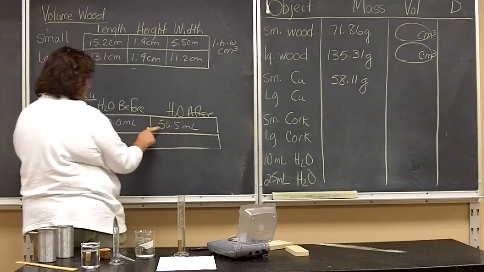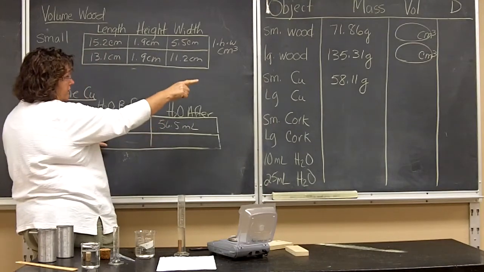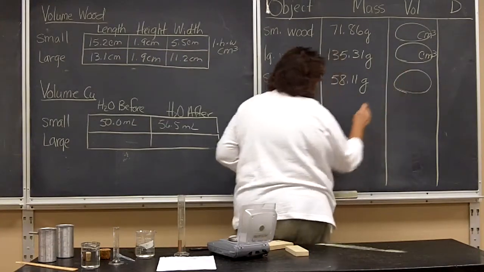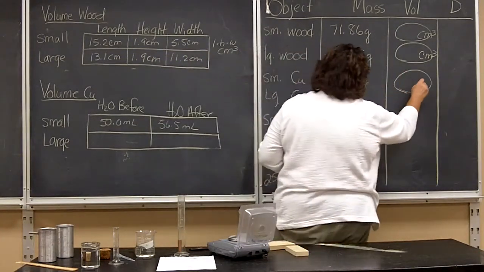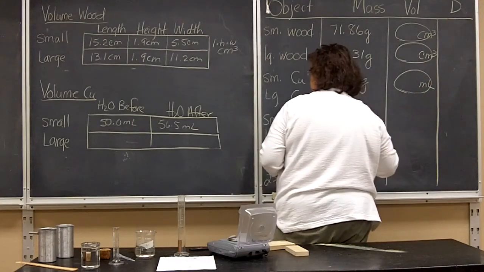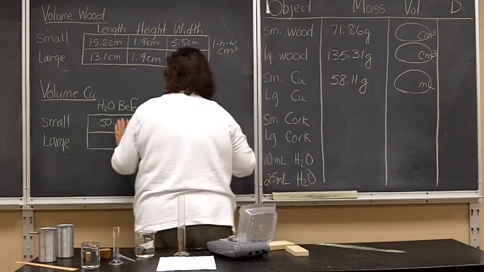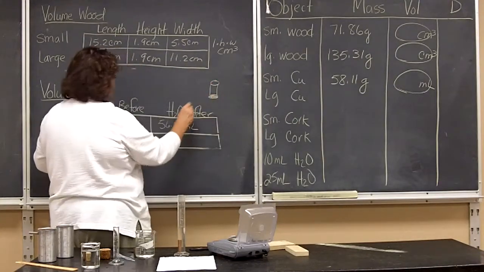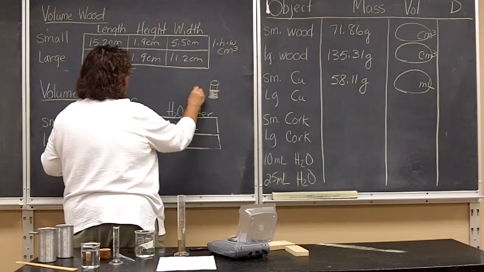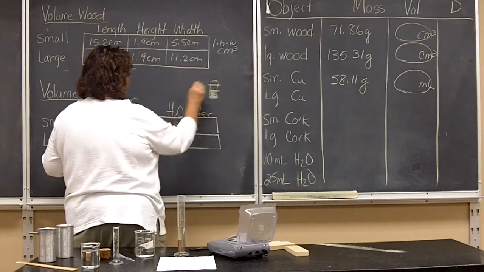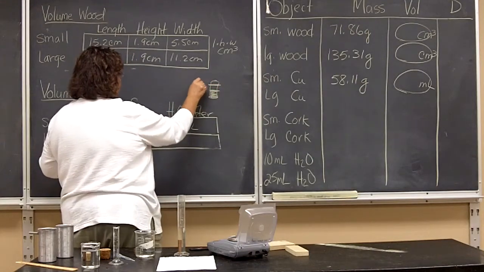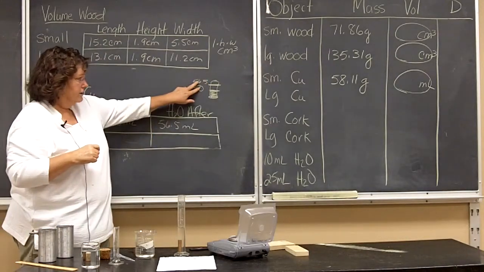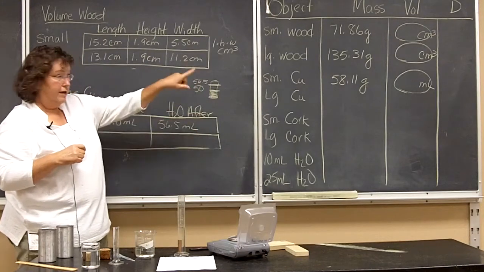So again, here's your information. You'll have to calculate the volume. Since that cylinder is in units of milliliters, I'm going to put that right there. So I started with that cylinder at 50, and after I put that object in, it went up to 56.5. So that difference of 6.5 would be that volume.